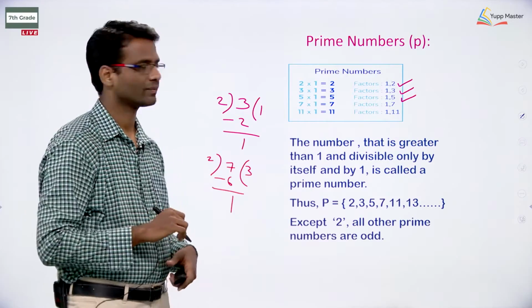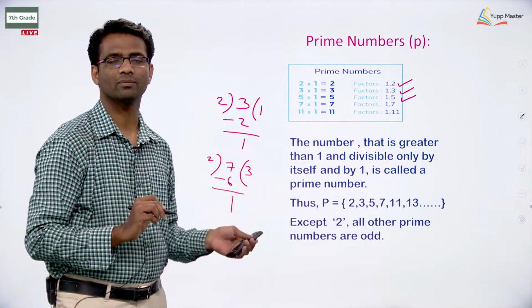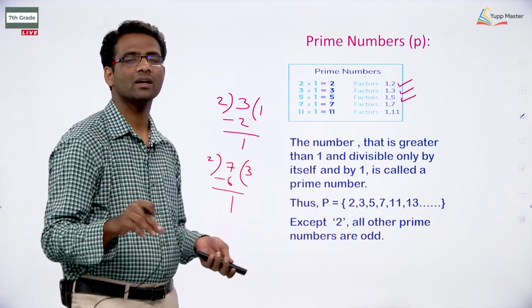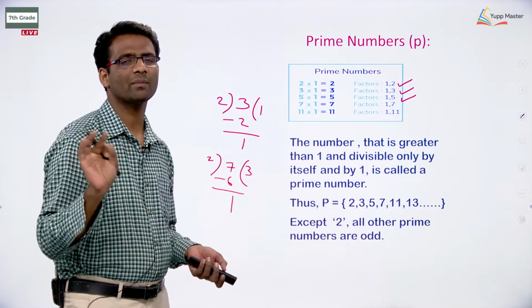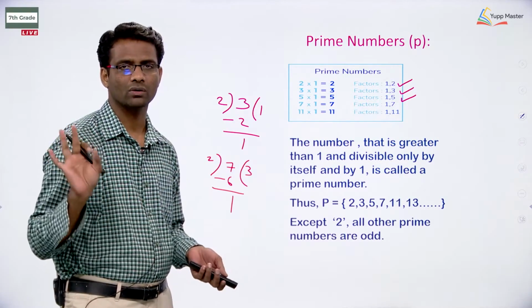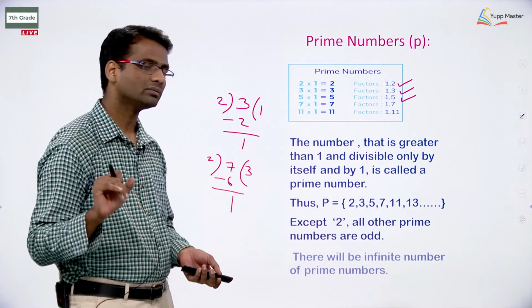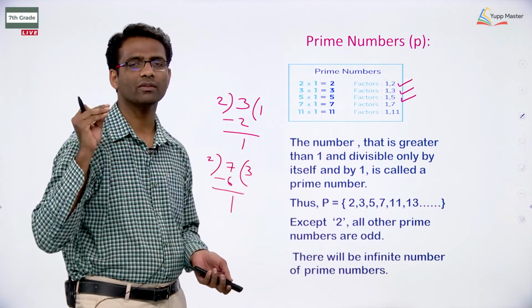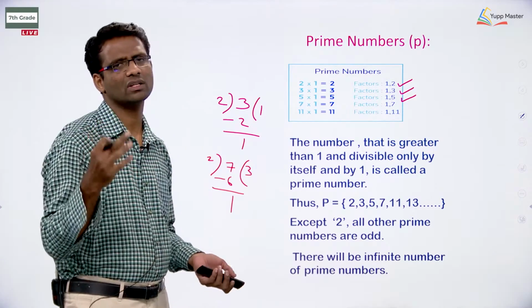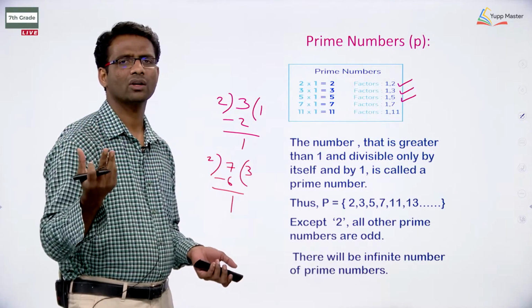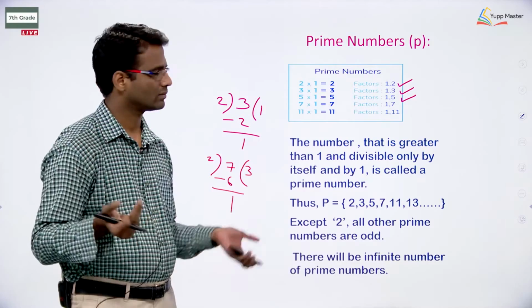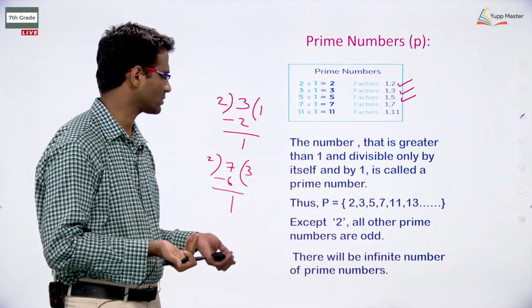Remainder 1. 11 also, the same condition will come. So that statement states that 2 is the only even prime number, and the remaining ones are all odd. There will be an infinite number of prime numbers. See, after 100, thousands will come, then 10,000, lakhs, millions, trillions. There are infinite prime numbers.